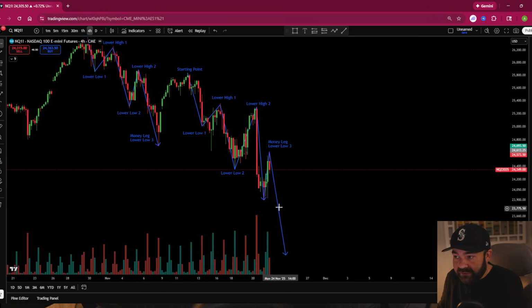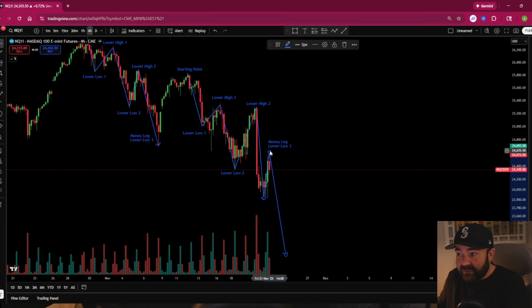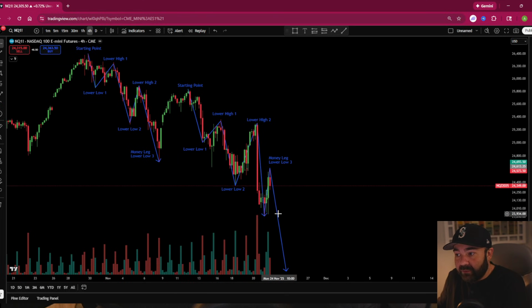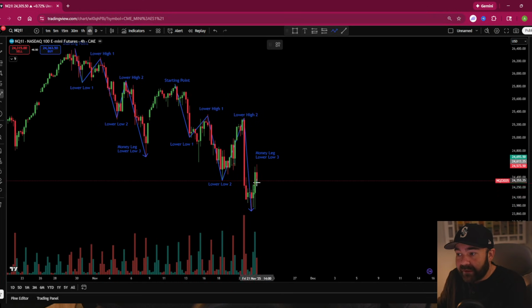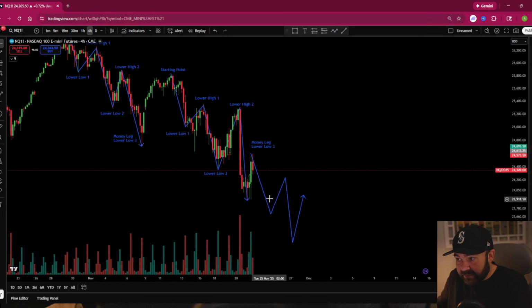There's no real pattern continuation to that. This essentially would be starting a new starting point to continue this trend here, and this exact pattern would go into a repeat cycle right here. You would then have your starting point, lower low, lower high, lower low, lower high, money leg, and so on. This is what the market structure looks like for this week.